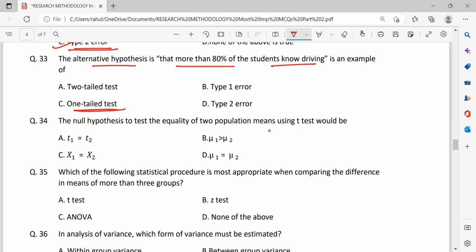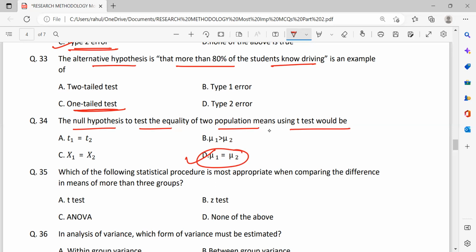Okay, question number 34. The null hypothesis to test the equality of two population means using a t-test would be mu1 equals mu2. Direct formula. Such questions you can attempt, and it will definitely increase your knowledge.